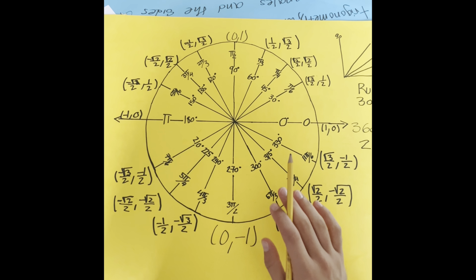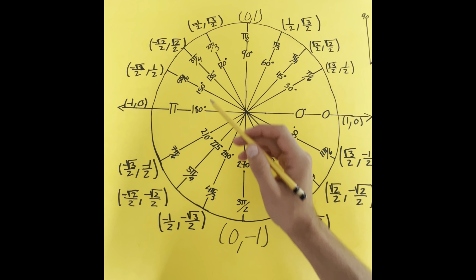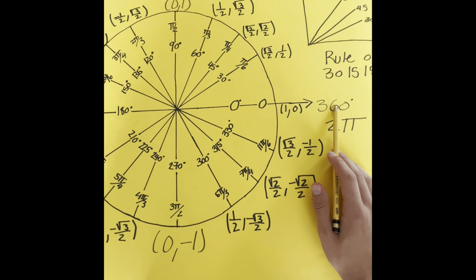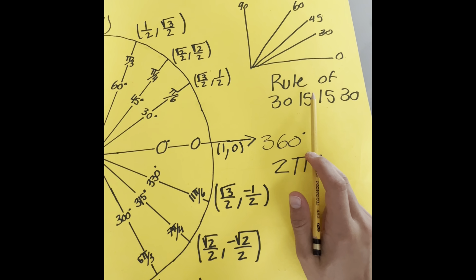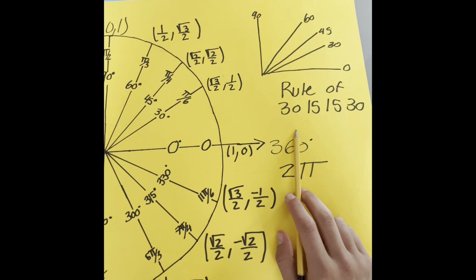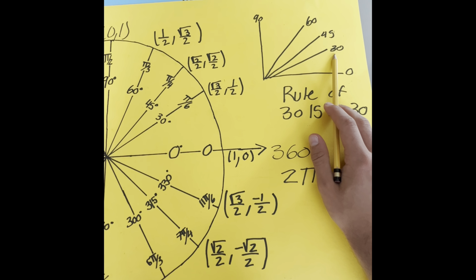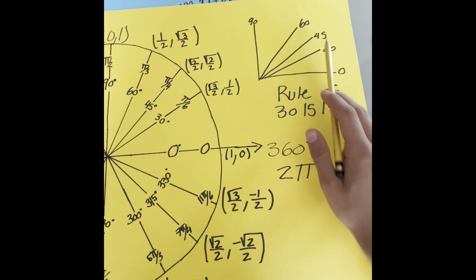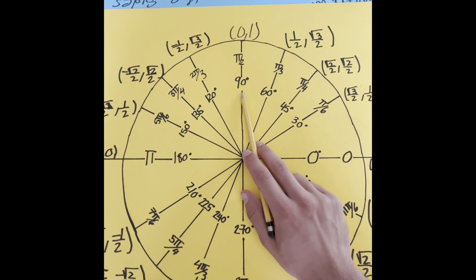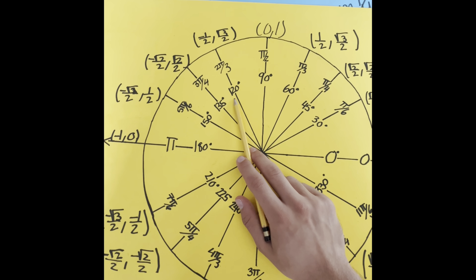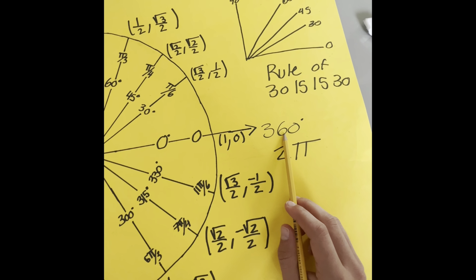And with that, it's a very simple rule. I just want you guys to remember again that you start at 0 degrees, you go in a counterclockwise direction, and you end at 360 degrees. So what you guys do is you use the rule of 30, 15, 15, 30. Now, what does that rule mean? It means that starting from 0, you will add 30 degrees, then you'll add 15 degrees, then you'll add 15 degrees, and then you'll add 30 degrees. And once you reach 90, you repeat that process again. You add 30 degrees, 15 degrees, 15 degrees, 30 degrees, until you reach the 360 degrees.